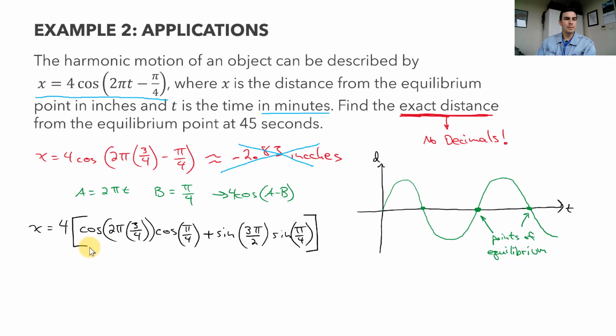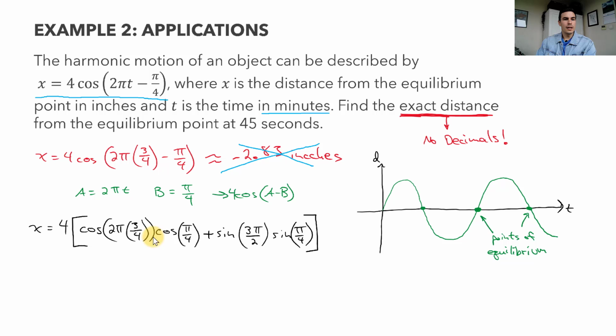So cosine of A minus B would be cosine of 2 pi times 3 over 4 times cosine of pi over 4, plus sine of 3 pi over 2 times sine of pi over 4. That's just simplifying this 2 pi times 3 over 4. That's how I get this 3 pi over 2 here. Just simplify that.